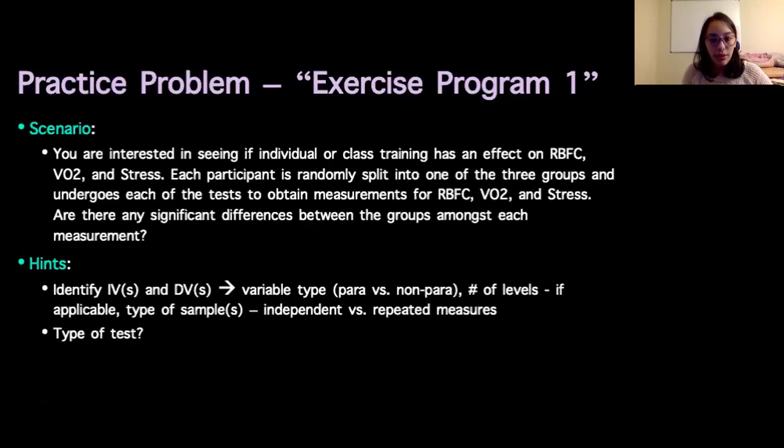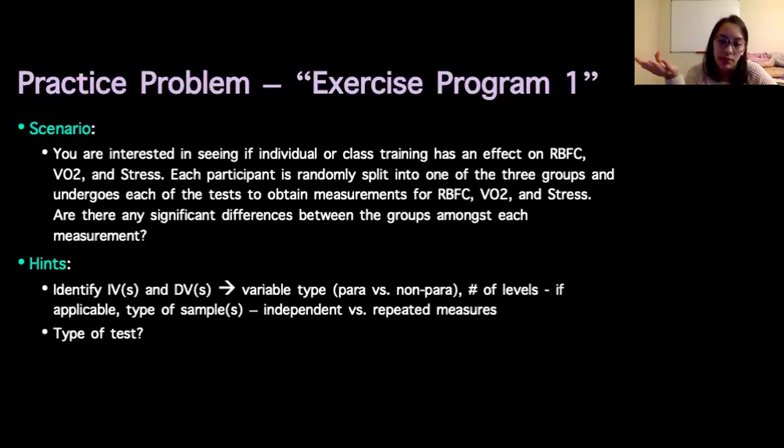As far as the training program goes, this used to go with a data set that I don't give to you guys anymore. But the training programs in this case would be individual training, training happening in a class setting, and then a control group where maybe nobody does any training whatsoever, right? So in this case, that independent variable would have 3 levels, okay?